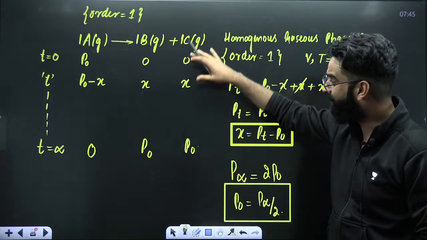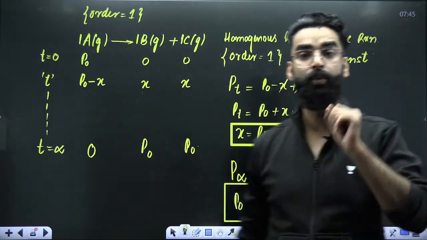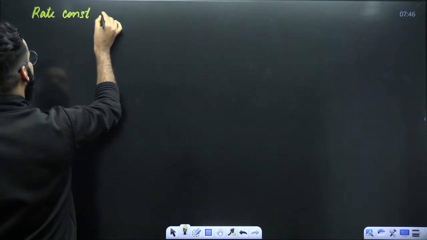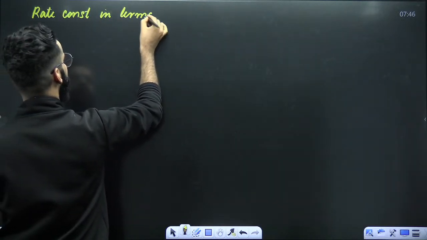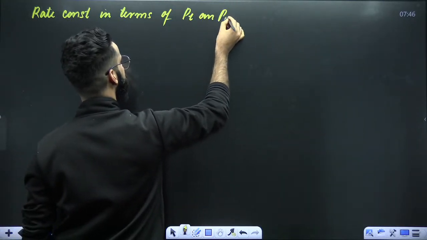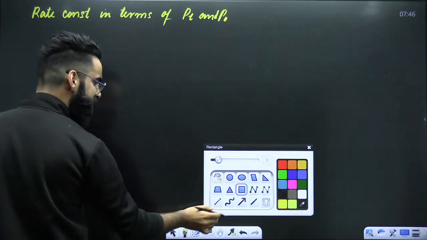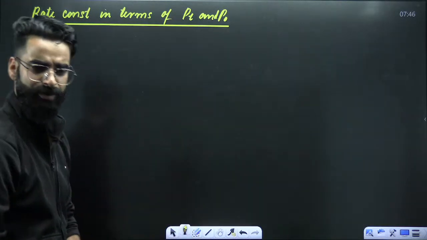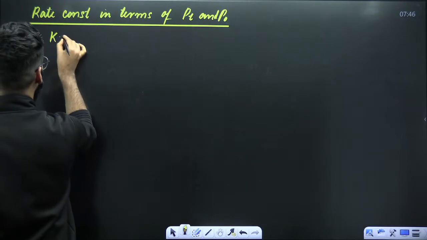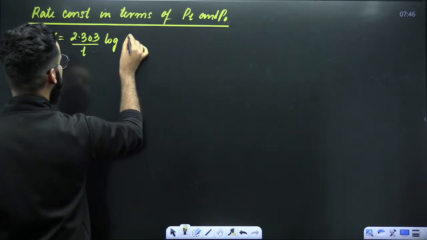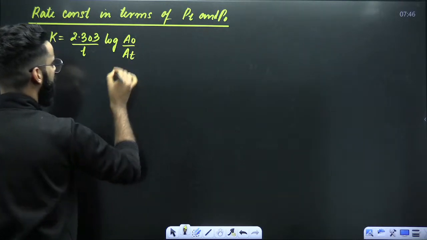Perfect. After writing all this stuff, now I'm going to do one thing. First, I'm going to write the rate constant in terms of PT and P naught. Let's try to write the rate constant expression in terms of PT and P naught. How do you write the expression for rate constant for the first order reaction? You know K is equal to 2.303 divided by T, log of A naught divided by AT, right?